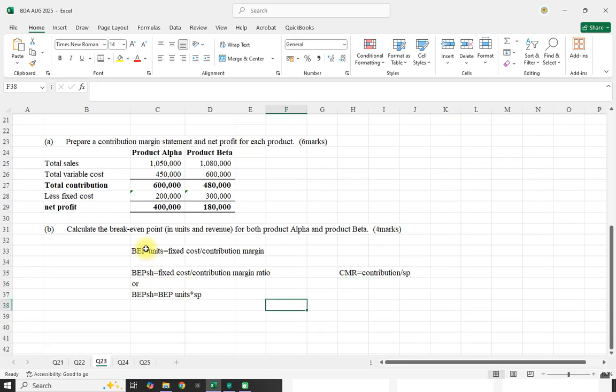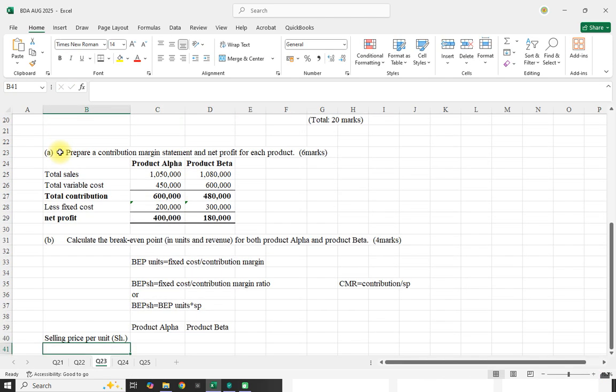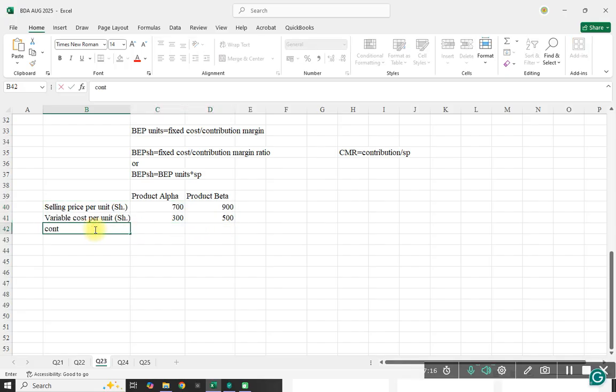So we need the break-even in both units and in revenue. The easier one will be using BEP in units and you multiply by the selling price, it will still be the same. So we are having the product alpha and product beta, and what we have here is the selling price per unit and the variable cost per unit. You just drag that, you get the contribution per unit.